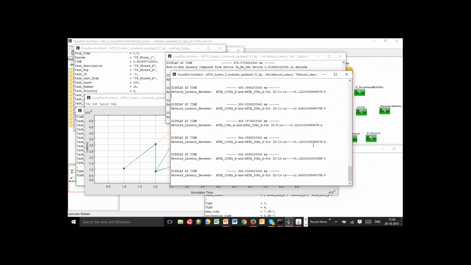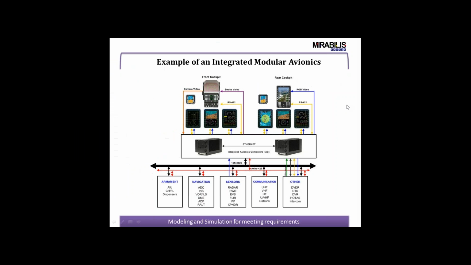In this case, we are looking at the overall network, so we're only focusing on network latency across all these subsystems right over here. So again, we looked at a variety of things: power, latency, traces, and what we're also going to look at now is an example of an integrated modular architecture for avionics, which the previous one was a precursor to. That one was using AFDX, but now we're going to use one which has a variety of different protocols being incorporated into this particular system.